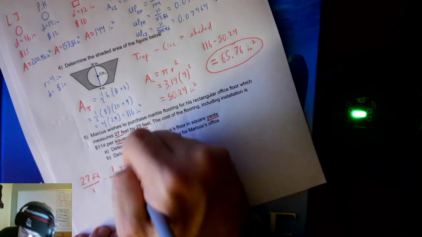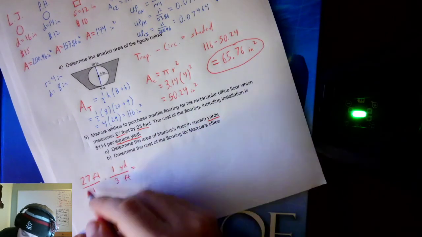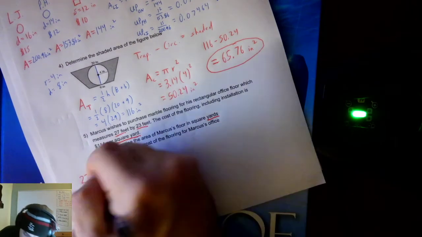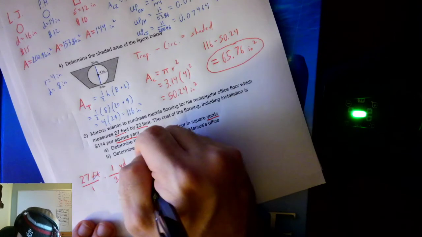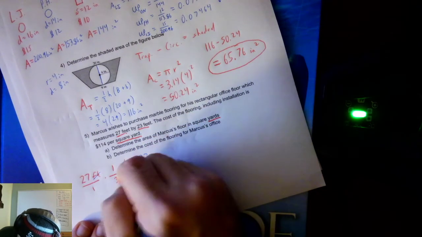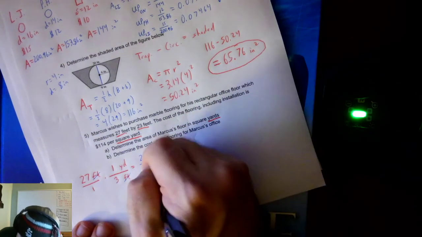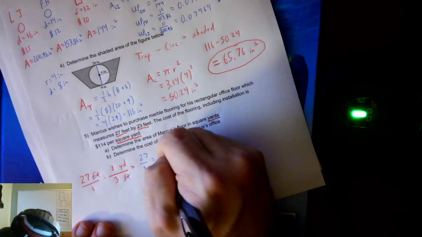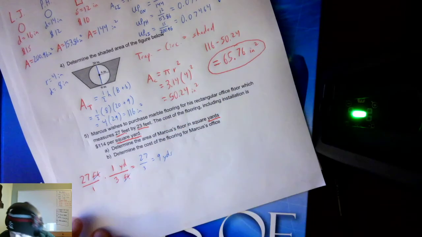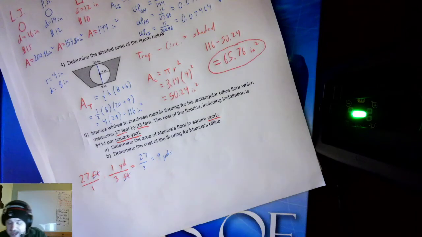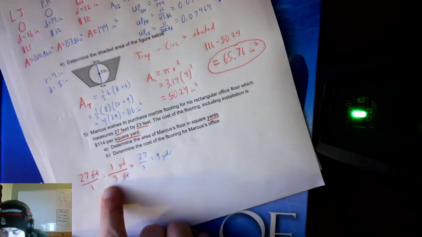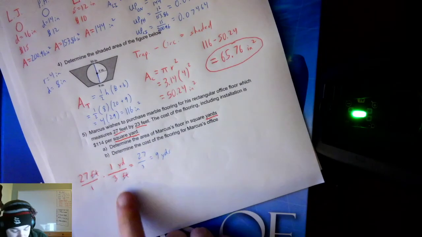1 yard is 3 feet. Well, when I multiply, I'll get 27 right in the top. Over that, feet will cancel, right? 3 in the bottom, which is 9 yards, right? 27 divided by 3 is 9 yards. So notice what I did. To get from feet to yards, I divided by 3.